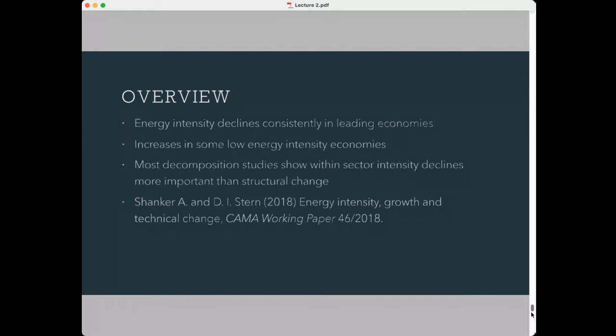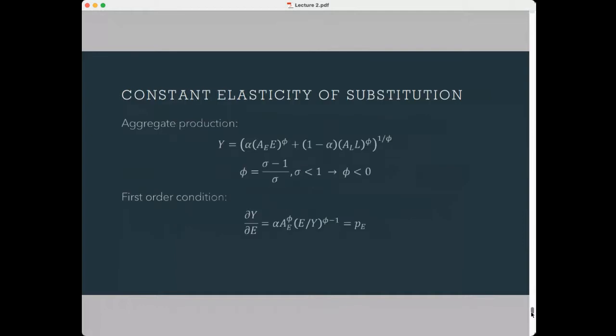Decomposition studies have tried to decompose between changes in energy intensity within sectors versus shifts in the structure of the economy and so forth. They find that within-sector intensity decline, so improvements in supposed energy efficiency within sectors, is more important than structural change. We look at some of these things in a theoretical paper that's still unpublished, co-authored with one of our PhD students, Akshay Shankar, who is now a postdoctoral fellow at the University of New South Wales.